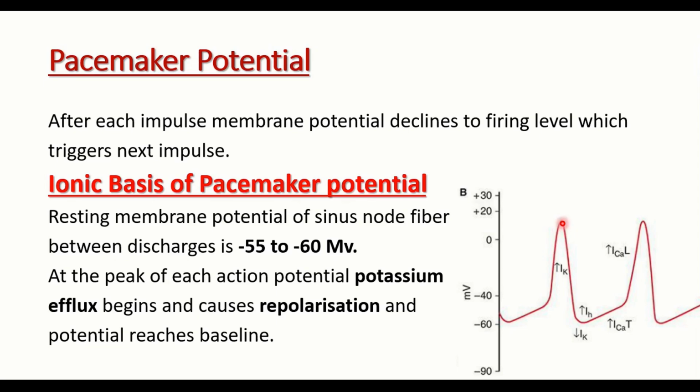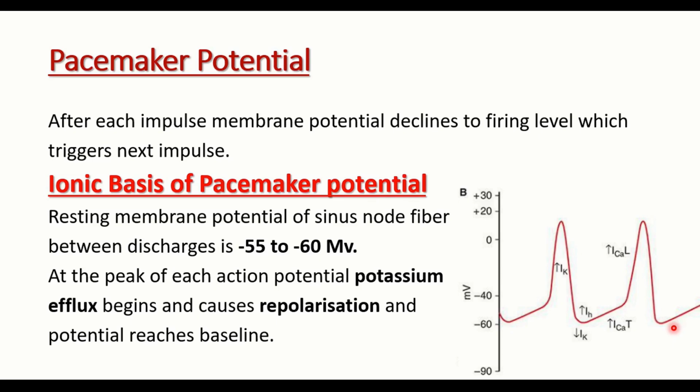After each impulse, the membrane potential declines to the firing level. So this is the firing level that will trigger the next impulse. This is the starting point of the pre-potential or pacemaker potential. From this point to this point, this phase is known as the pre-potential or pacemaker potential, which triggers the next impulse. Moving on to the ionic basis of pacemaker potential.